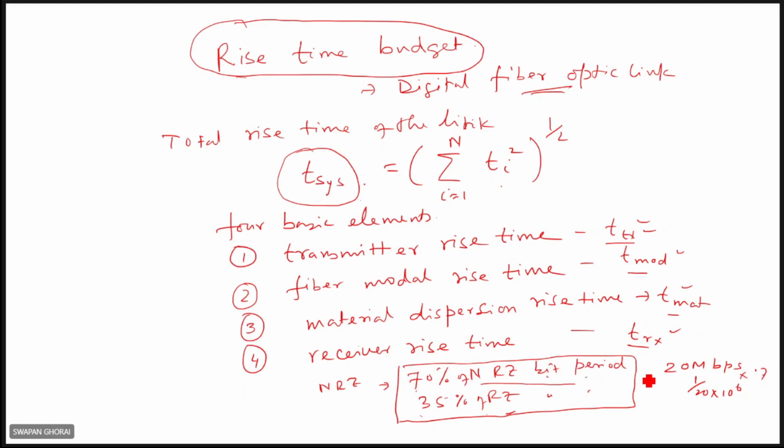And the NRZ bit period is the inverse of the data rate. Suppose the data rate is 20 Mbps for NRZ data, then 1 by 20 into 10 to the power 6 will give the bit period. Multiplied by 70%, that is 0.7, it will give you 70% of the bit period. The system rise time should not exceed that. If it exceeds, then you have to change the components. So you can verify whether the components can meet the system requirement or not.